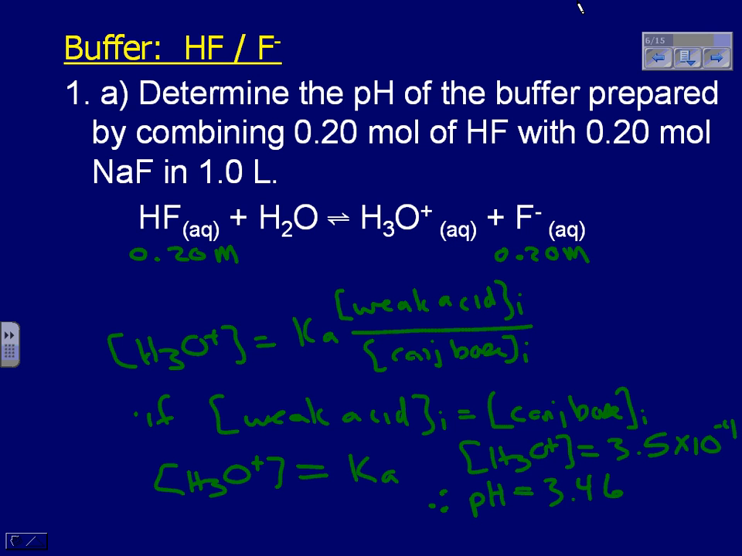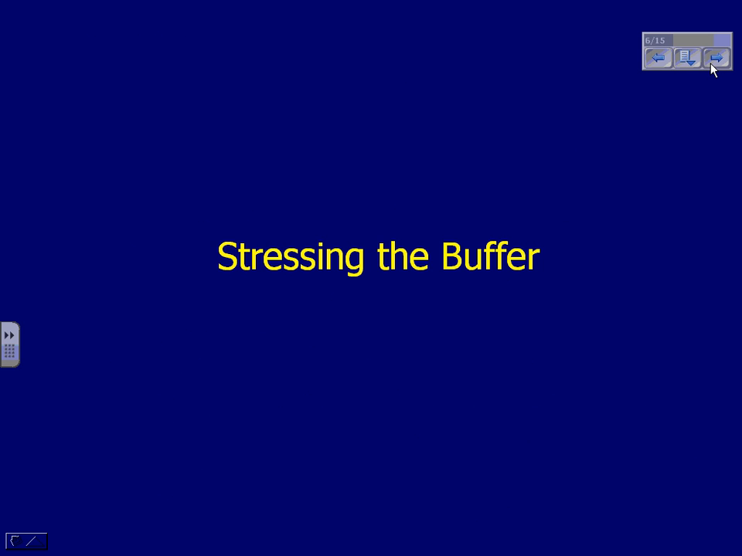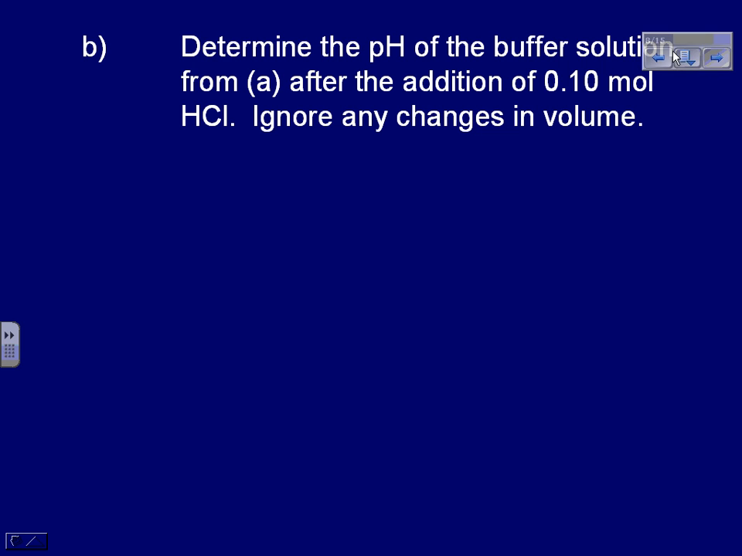Now let's dump some strong acid into it and see what the effect is on the pH. And so now we want to stress the buffer. We want to add some acid or base to it. So we're stressing the buffer. It needs its own slide. It's that exciting. We're going to stress the buffer. So stressing the buffer is simply adding some strong acid or base to the buffer that we have.